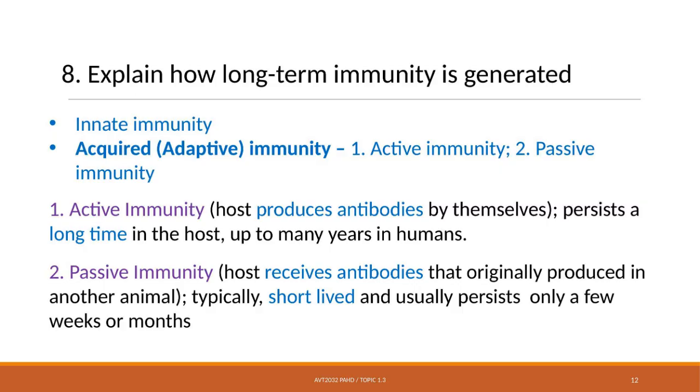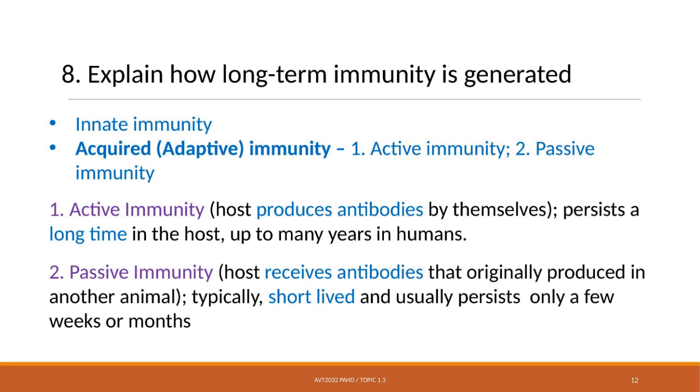Before we jump into the specific learning outcome, explaining how long-term immunity is generated, we need to know some terms and definitions. So in the next couple of slides we will see. We know that the host defense mechanism is categorized into innate and acquired or adaptive immunity. Further, acquired immunity is divided into two types called 1. Active immunity, 2. Passive immunity, based on how it is acquired by the host.